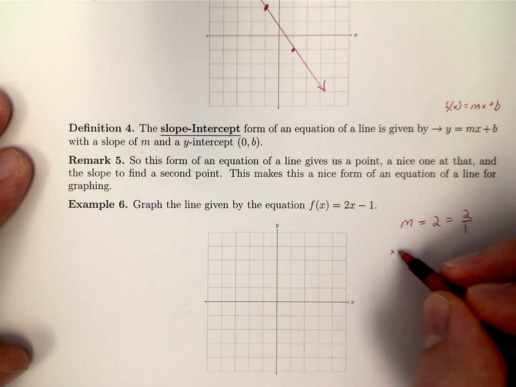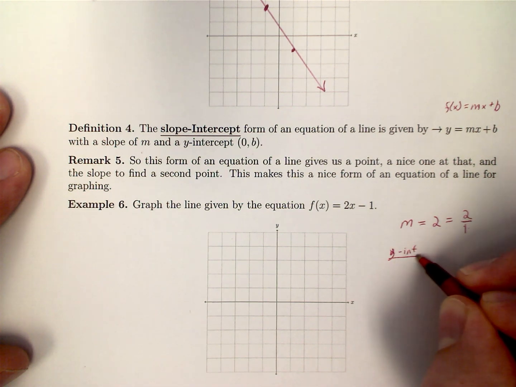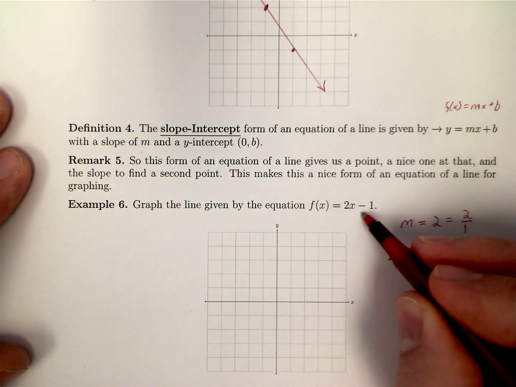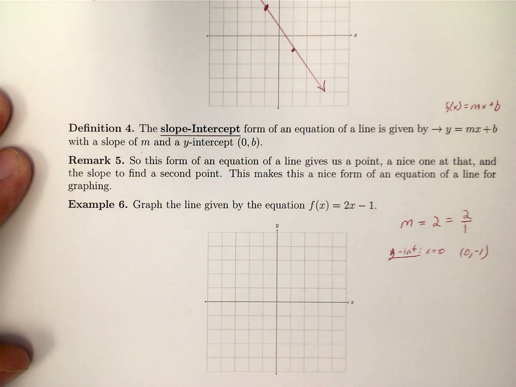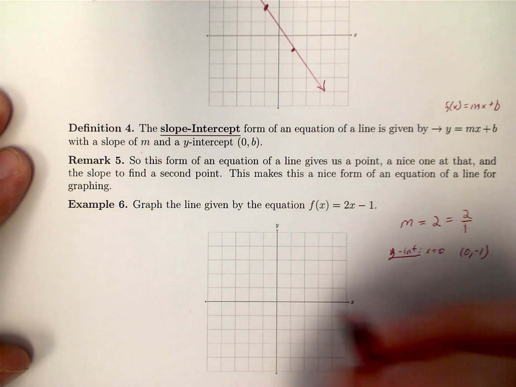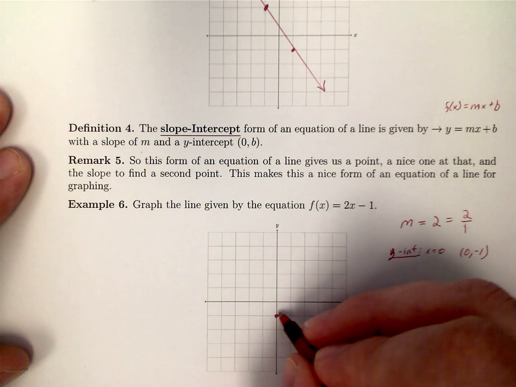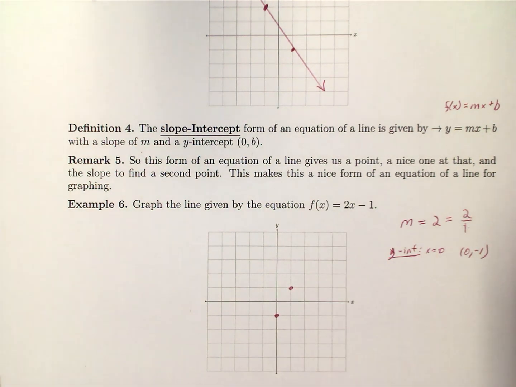And further, for a y-intercept, we have 0 for the opposite variable, and this -1 is part of this. So we have (0, -1) for our y-intercept, which gives us this point. We can then use the slope, up 2, right 1, to get a second point.